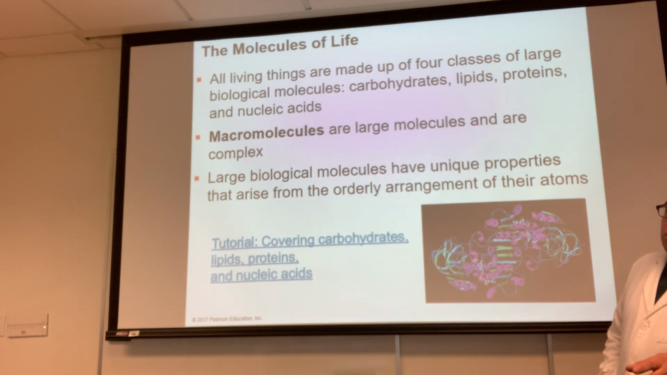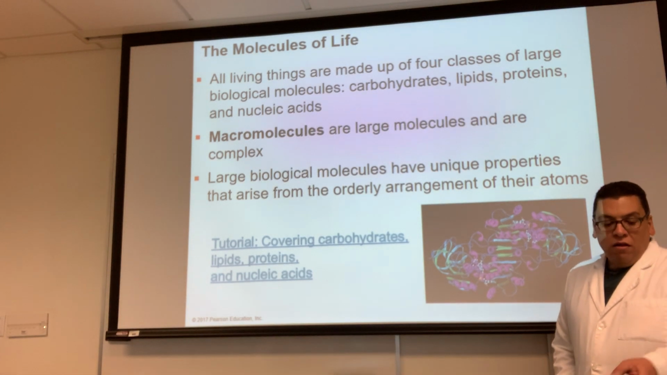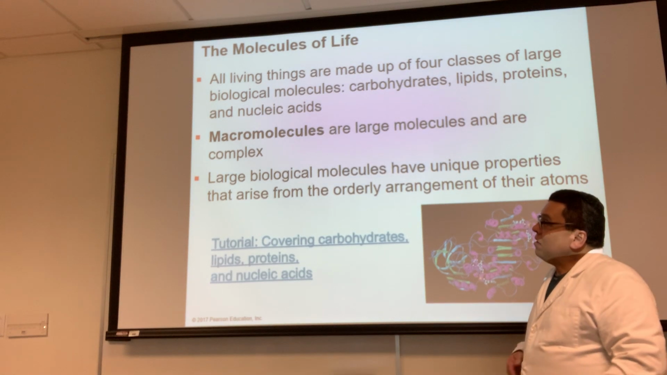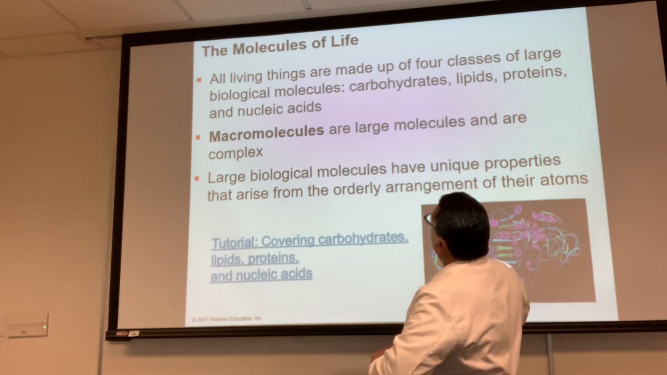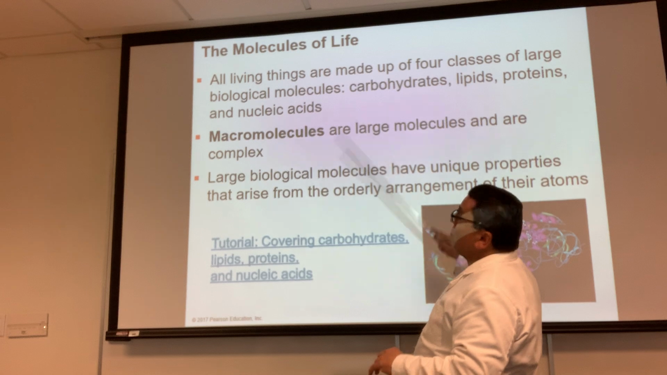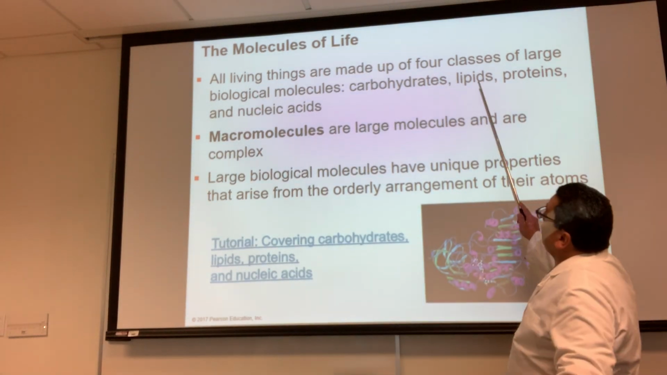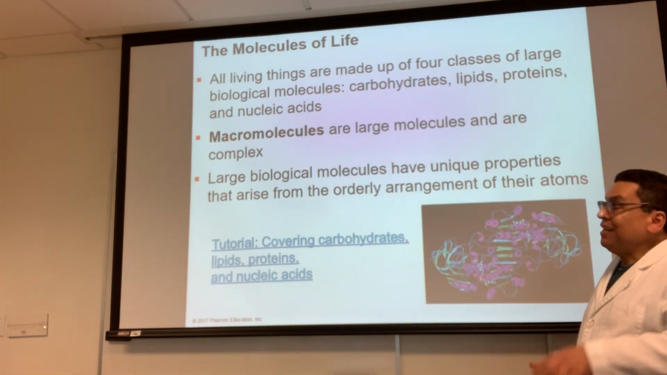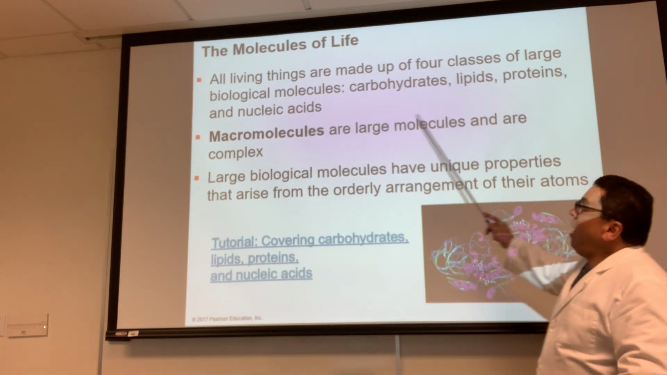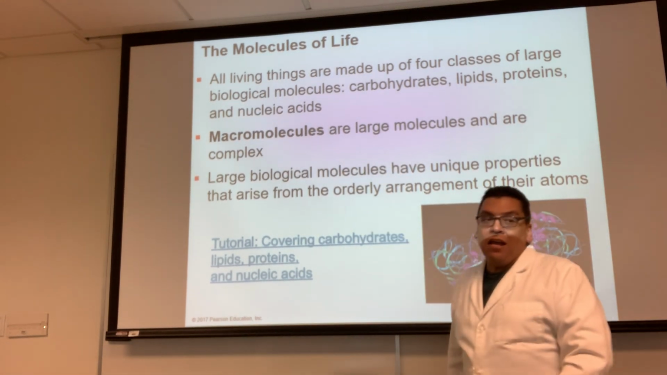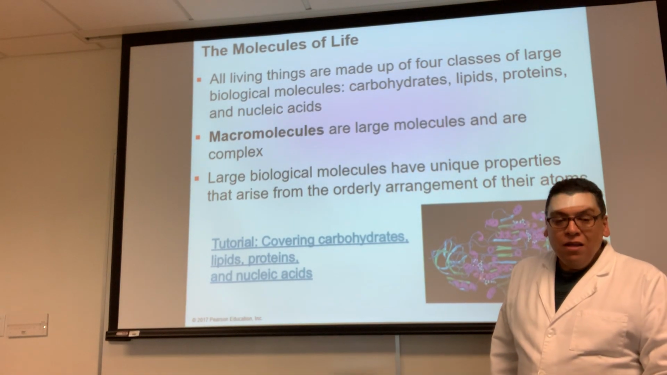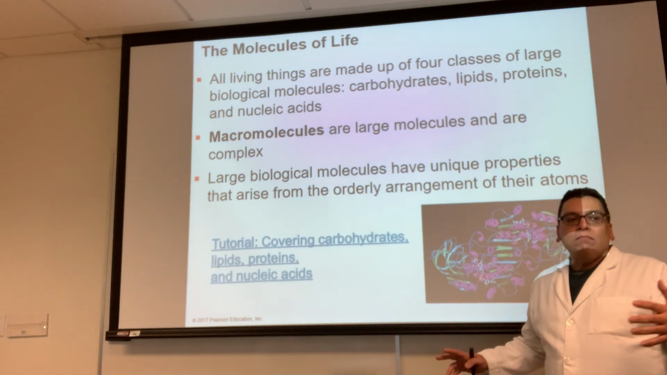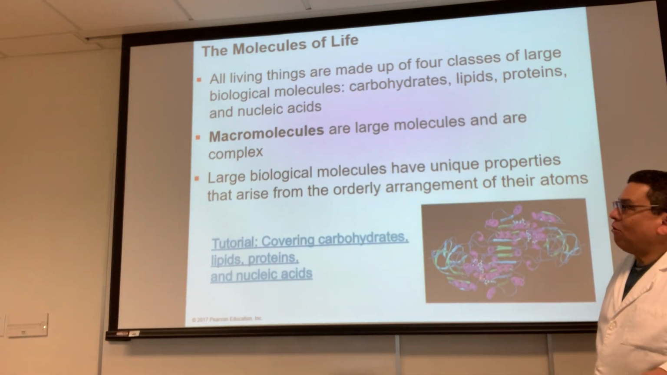So we talk about macromolecules, very important chapter. And there are 4 macromolecules. They are carbohydrates. Those are your sugars. Lipids. Those are your fats. Proteins. And nucleic acids, like DNA and RNA. Those are the 4 main types of macromolecules.